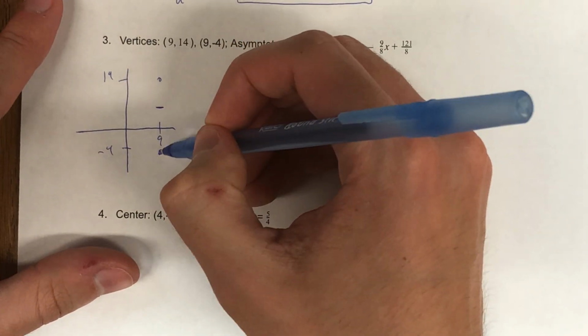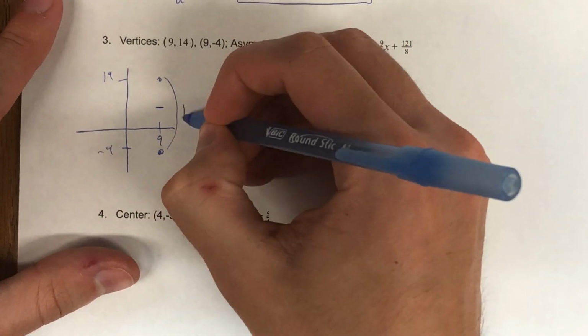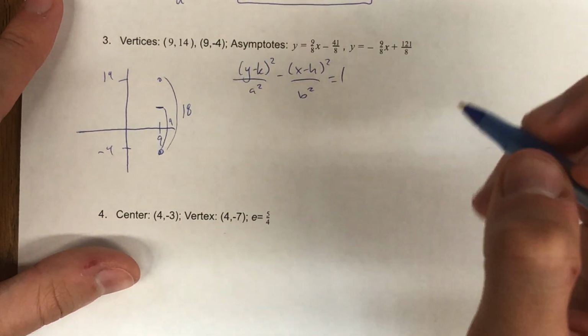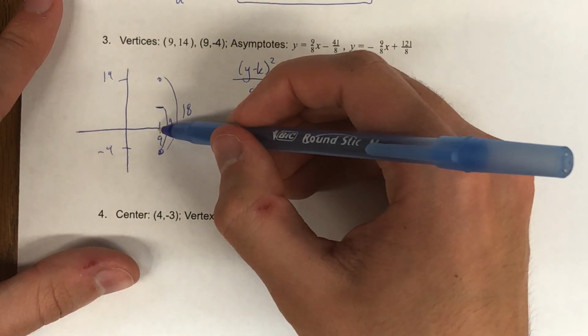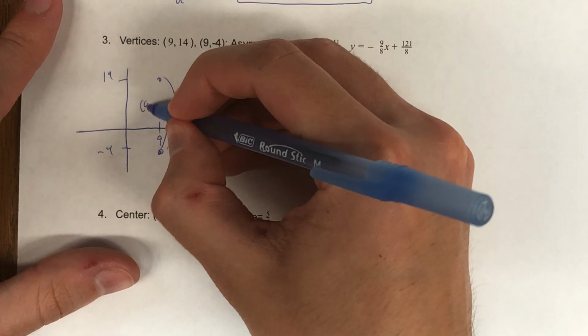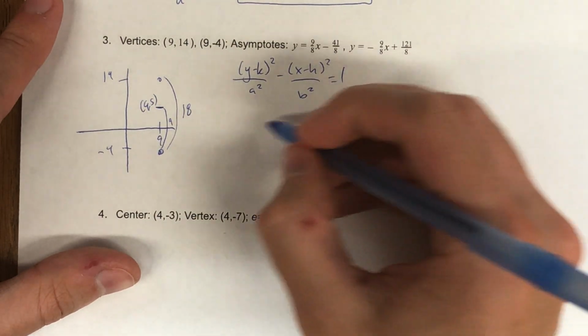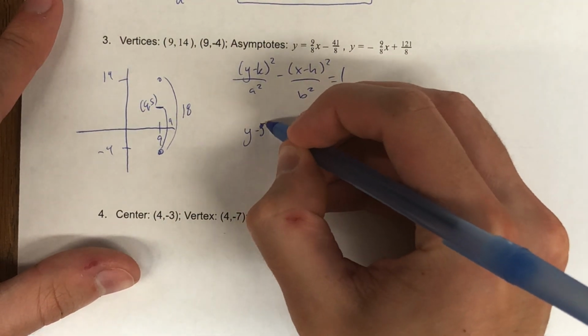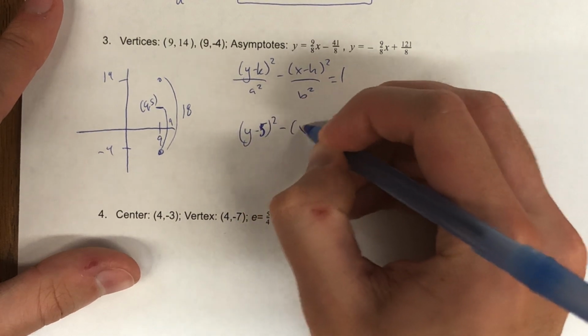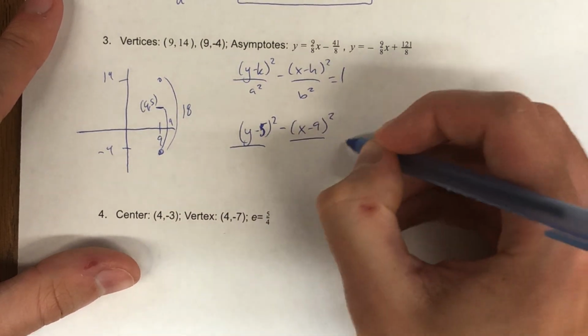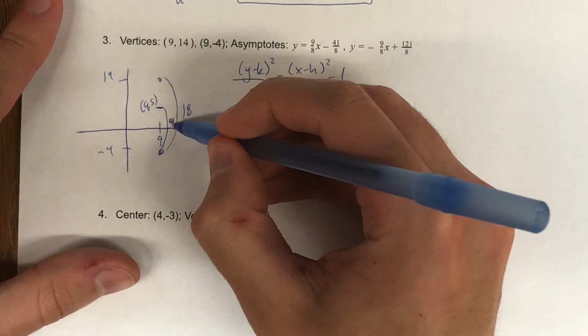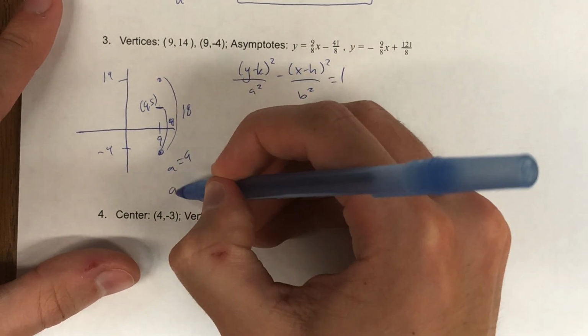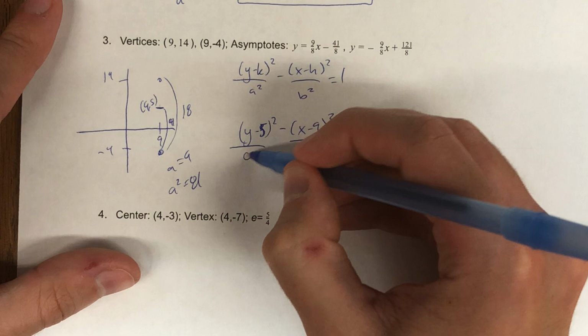So our distance is 4 plus 14, so the whole distance is 18. Half the distance would be 9. So 4 plus 9 would get me to 5 here. So this point would be at (9, 5) for our center. So y minus 5 and x minus 9. Our a value here is that distance, so a would be 9, meaning a squared would be 81.